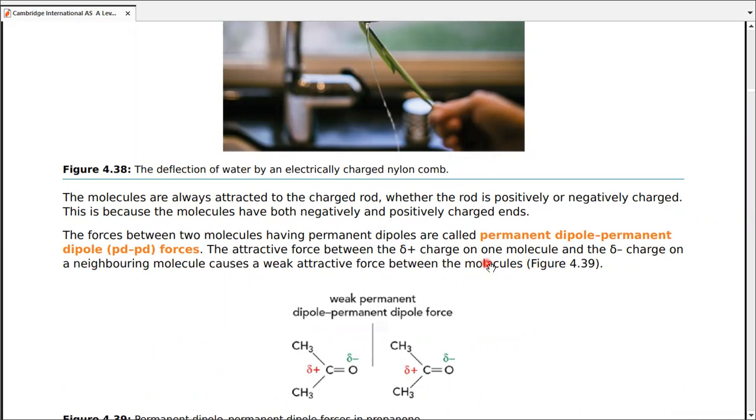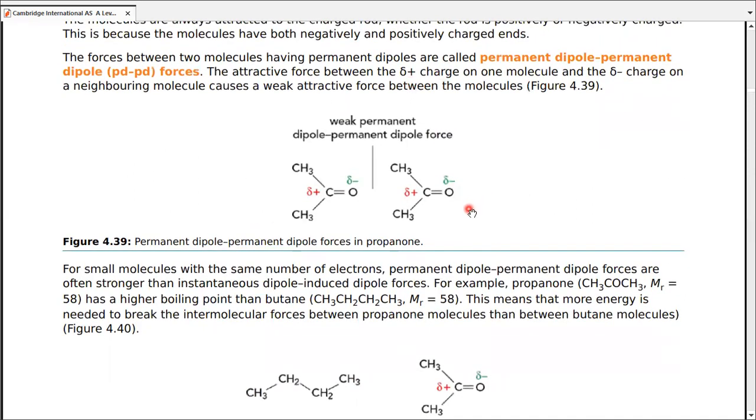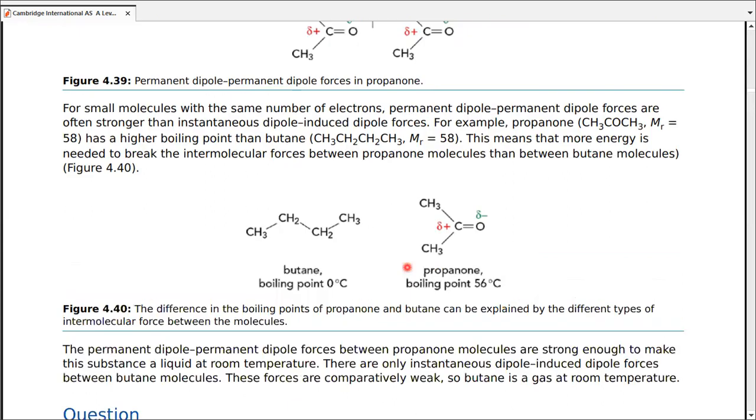This is because the molecules have both positively and negatively charged ends, since they already have a dipole, hence the term dipole. So the forces between two molecules that have permanent dipoles are thus named PD-PD forces. The attractive forces between the partial positive charge on one molecule and the partial negative charge on another neighboring molecule cause a weak attraction between the molecules. The example given is acetone. You don't know it as a ketone yet, you will name them soon, all right? So you can call it propanone for now.